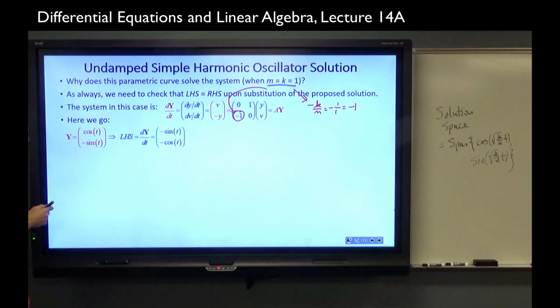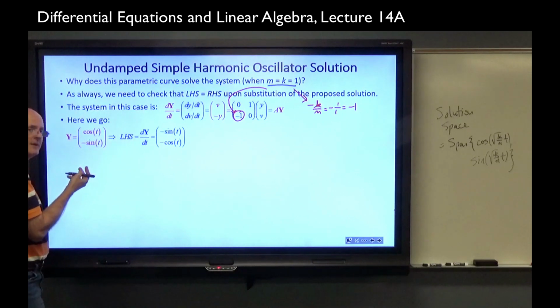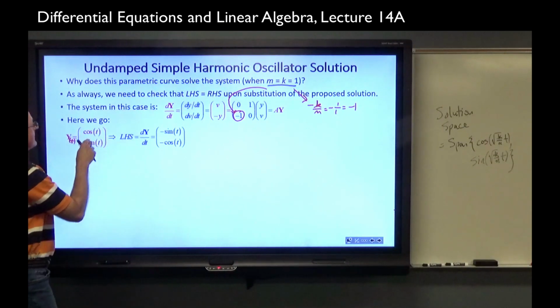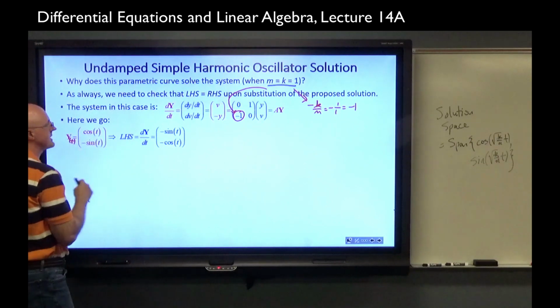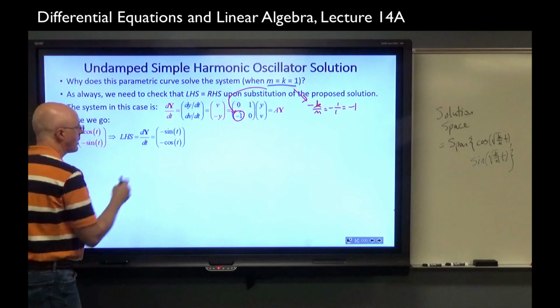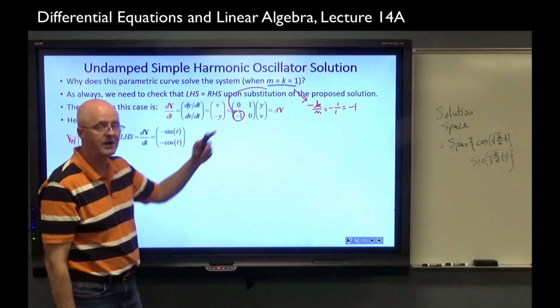What does the left-hand side become when you substitute? You need to differentiate this vector. By the way, I certainly could have written an of t in here. I just didn't bother. I could have done that on previous slides as well. Differentiate component by component. The derivative of cosine of t is negative sine of t. The derivative of negative sine of t is negative cosine of t. Okay, that's what the left-hand side of the differential equation simplifies to.